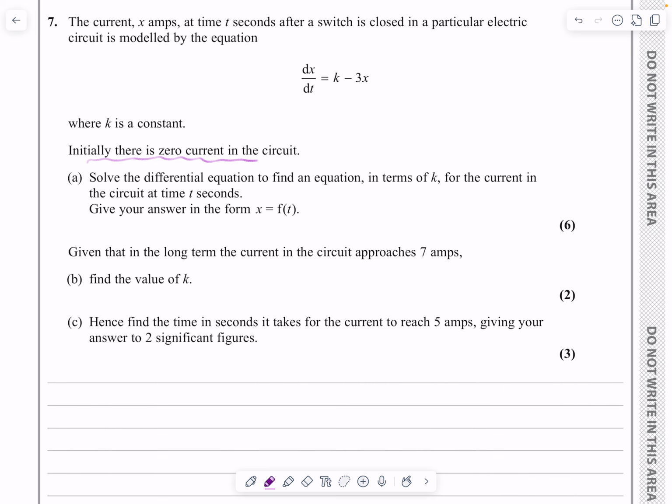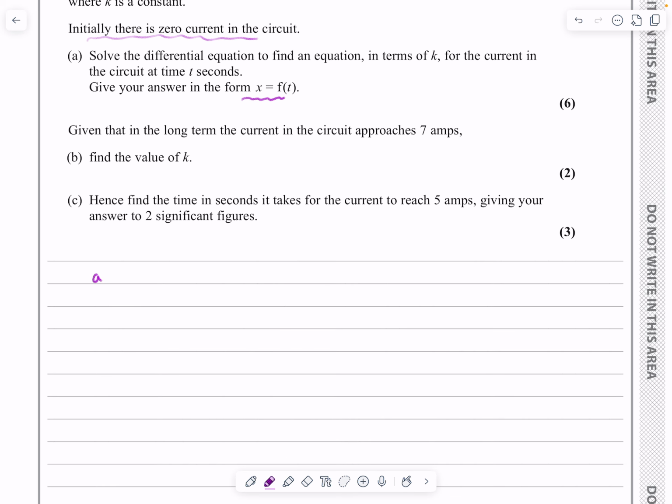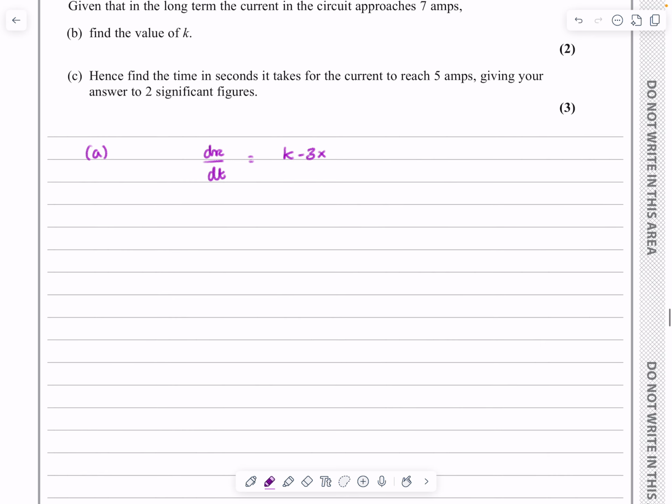And it says give our answer in the form x equals, so I might need to do a little bit of extra work there, but I certainly know how to get started. dx by dt is equal to k minus 3x. So I'm going to separate out the variables, which means the t's go up there and the x's go down there. If I do that, I'm going to get 1 over k minus 3x dx is equal to, and then on the other side, just my dt there.